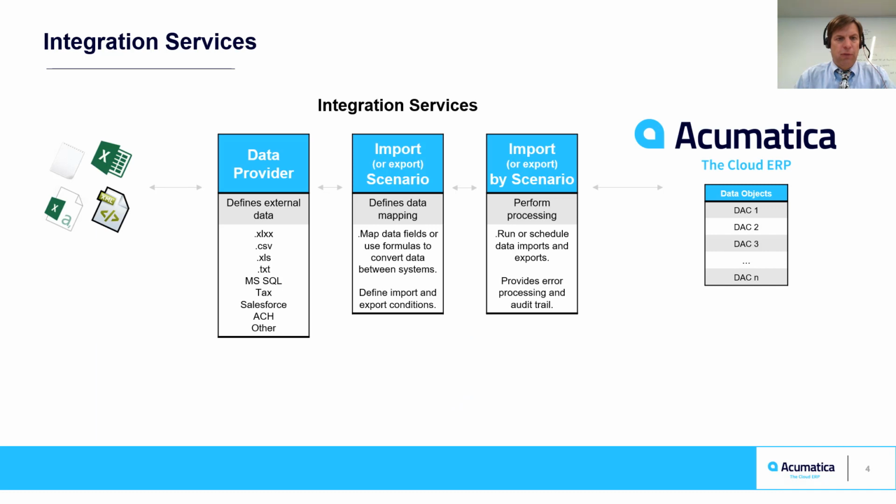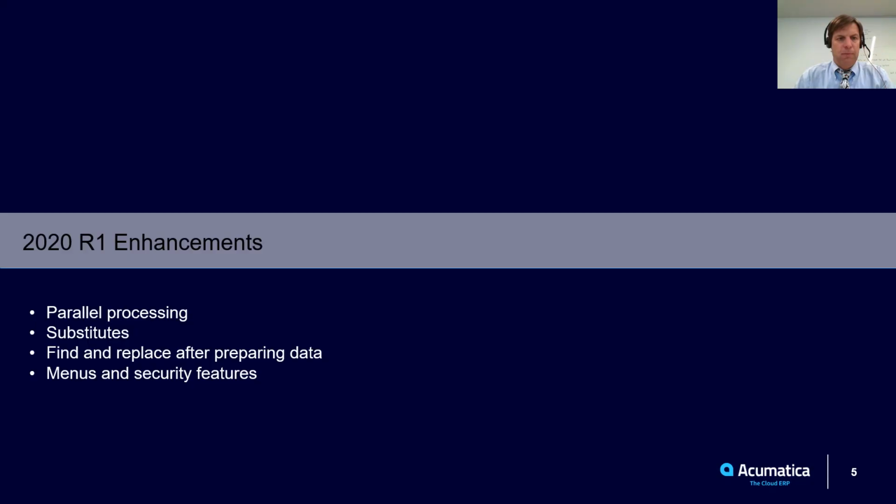Integration services utilizes these components. Data providers define external data. The system includes several providers and allows you to create your own. Import and export scenarios define the mapping between Acumatica data objects and external data. You can use formulas to convert and map data. After defining your scenario, I can utilize processing screens to transfer data, report errors, and provide an audit trail.